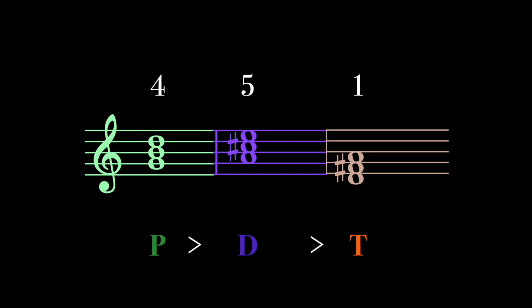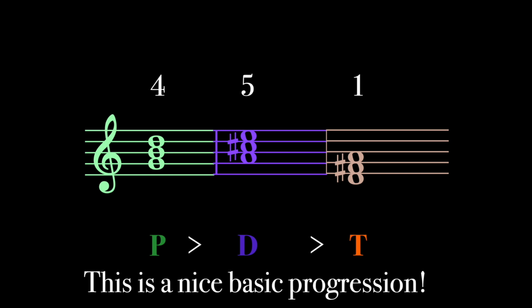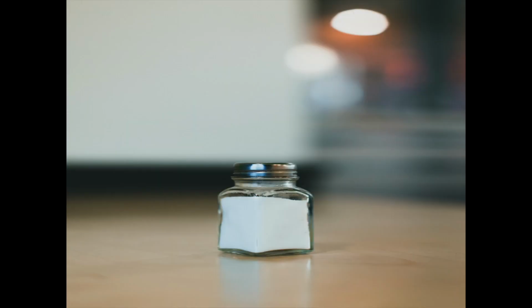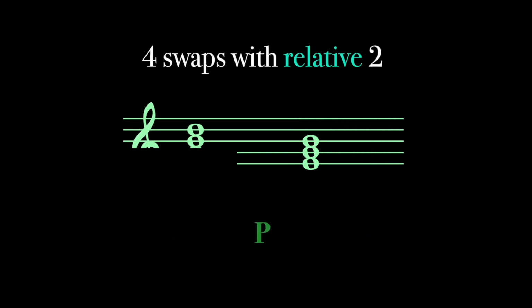In classical music, you will often find the 4-5-1. This progression is nice and basic. To add a tiny bit of spice, and by spice I mean table salt, we can swap our primary 4 chord with a relative 2 chord.